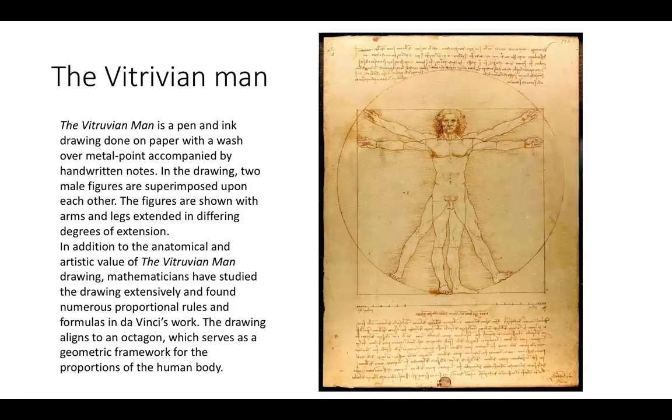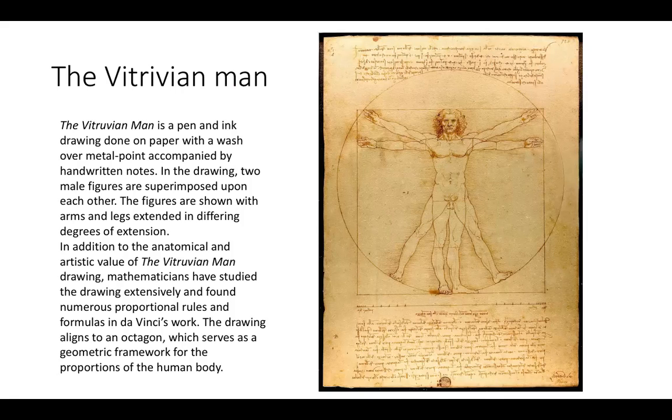This is the Vitruvian Man by Leonardo da Vinci again. It is a pen and ink wash drawing on paper with a metal point accompanied by handwritten notes. In the drawing, there are 2 male figures superimposed upon each other. The figures are shown with arms and legs extended in differing degrees of extension.